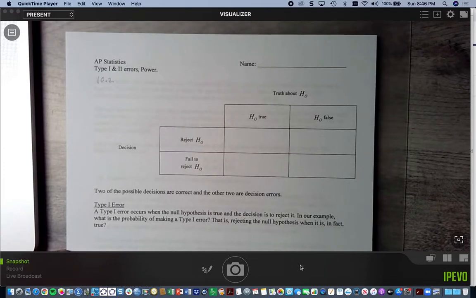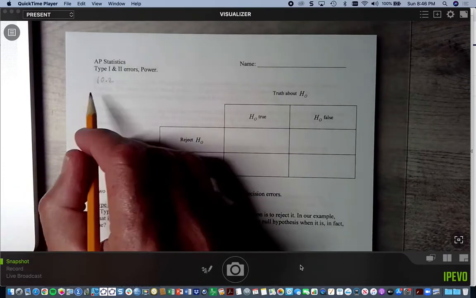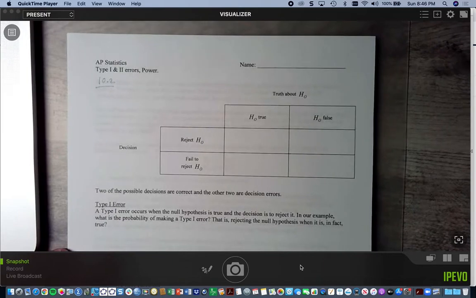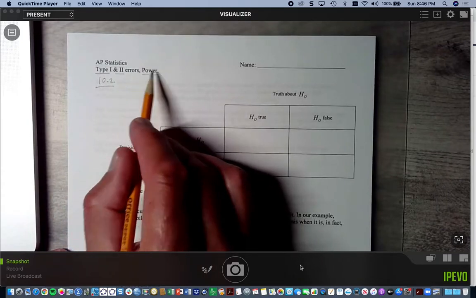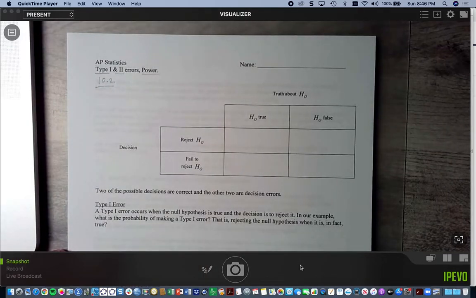We kind of jumped back and forth a little bit in chapter 10, and what we're going to be talking about today is in sections 10.1 and 10.2, and it's about type 1 errors, type 2 errors, and the power of a hypothesis test.